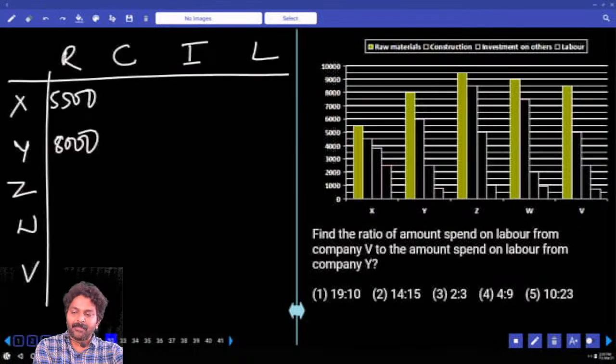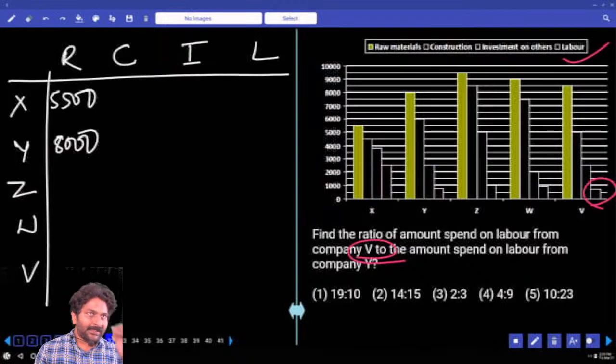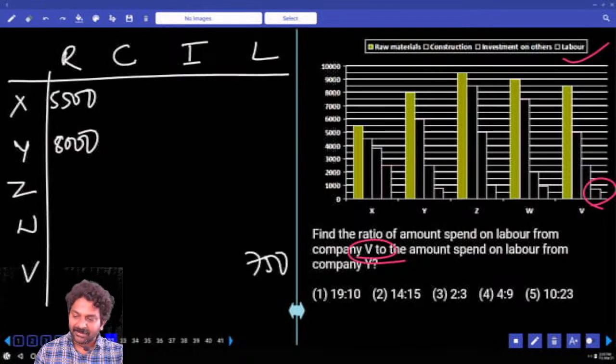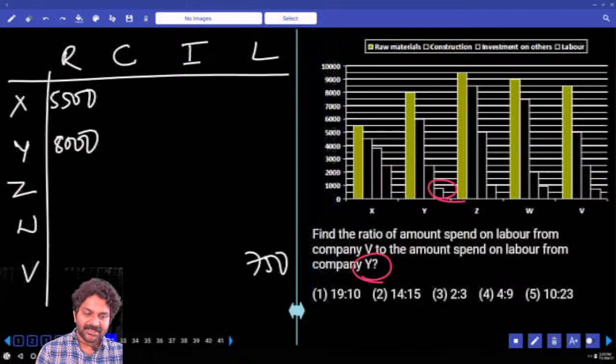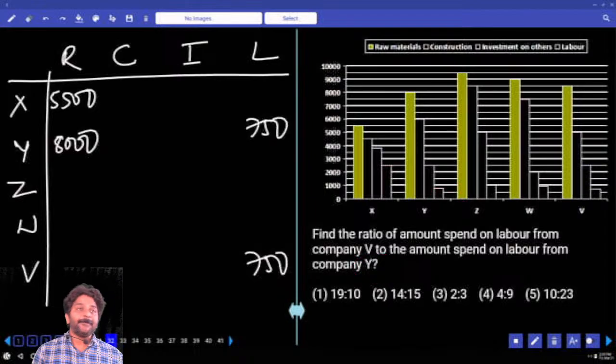Find the ratio of the amount spent on labor by company V to the amount spent on labor by company Y. Company V, labor, that is the last one, correct? How much is this? That is in between 500 and 1000, so it should be 750. And then next is Y. Y is also the same thing, 750. And we were asked to calculate the ratio. That must be 1:1. The option is not there, but according to the data, 1:1 we are getting.